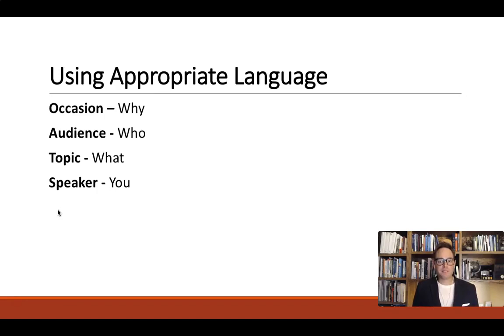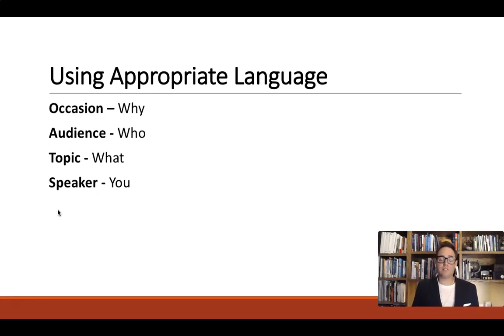So when to use appropriate language? Essentially, when you're crafting your speeches, you have to really think about the occasion. Why are people here listening to the speech? Who are the audience members? Is this going to be family and friends? Is this colleagues, or is this potential employers? What's the topic? What are you speaking about?